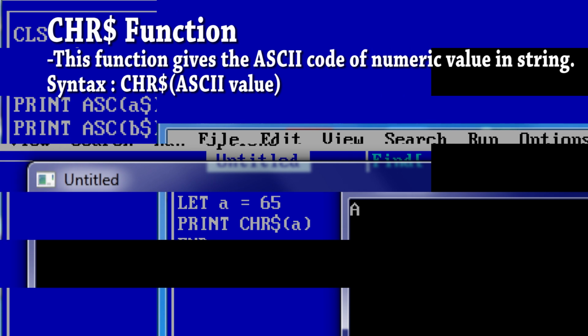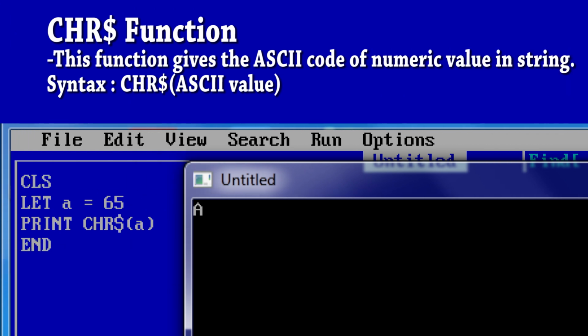Understood? So now another topic we'll read, CHR$ function. This function gives the character for the ASCII code of a numeric value. You put in a numeric value, and it provides the string character of that ASCII code. So here you can see the example. Let A equal to 65 and CHR$(A), then it gives the capital A, meaning 65 is the ASCII value of A. Understood that? Okay, so you must understand this.